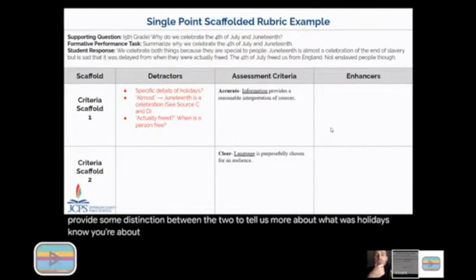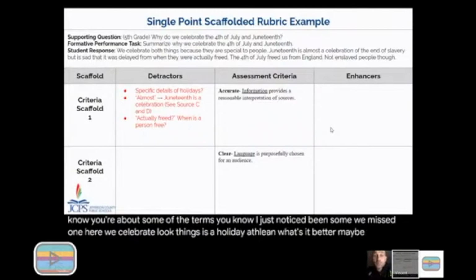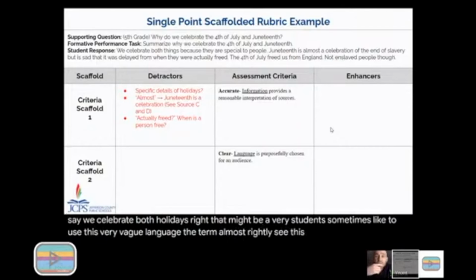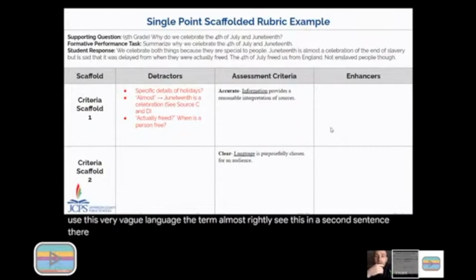Some of the terms, I just noticed, Vincent, we missed one here. We celebrate both things. Is a holiday a thing? Maybe we could just say we celebrate both holidays, right? That might be a very easy shift for students to see because students sometimes like to use this very vague language. The term almost, right? We see this in the second sentence there, right? Juneteenth is almost a celebration of the end of slavery. But no, Juneteenth is the celebration, right? That is the way of celebration.